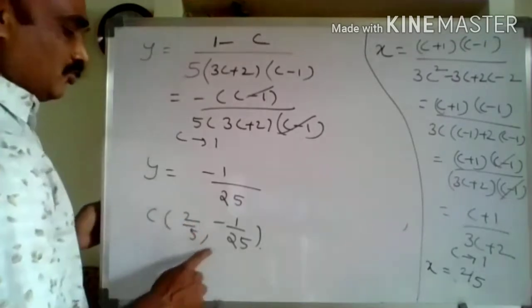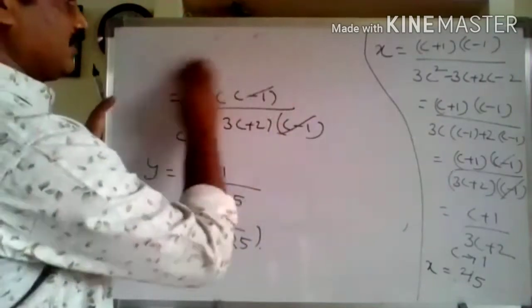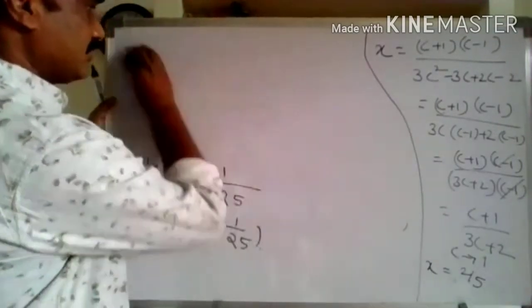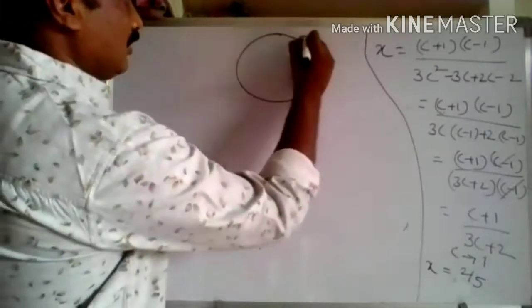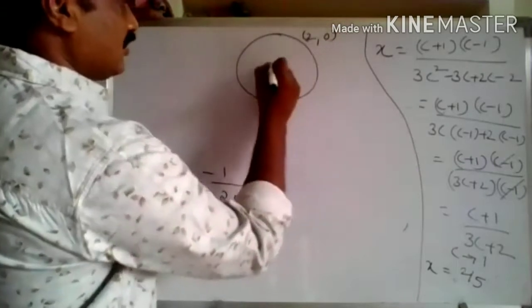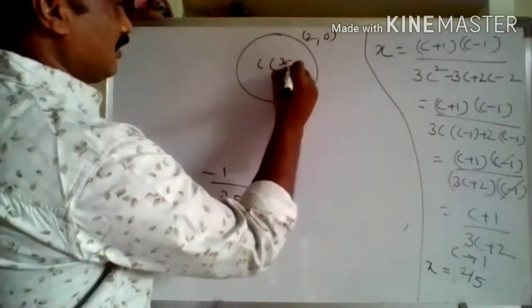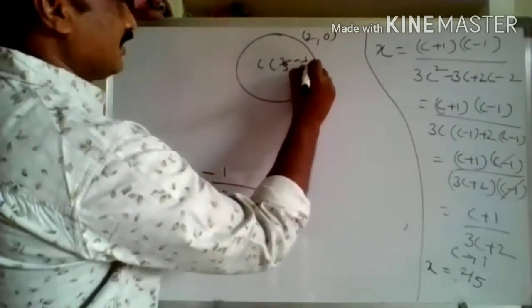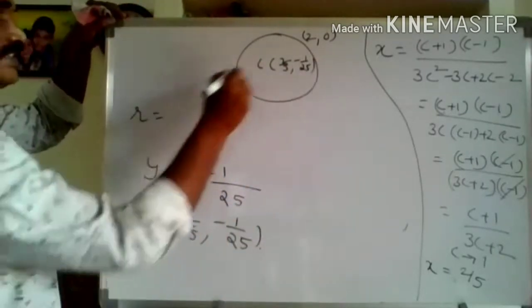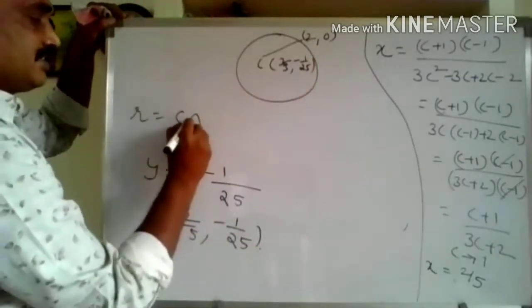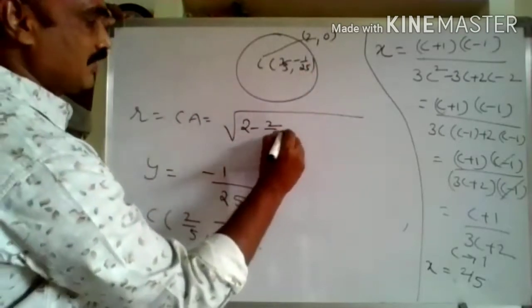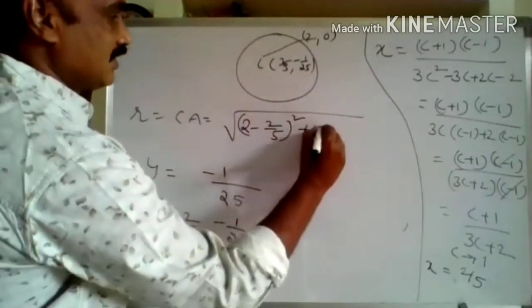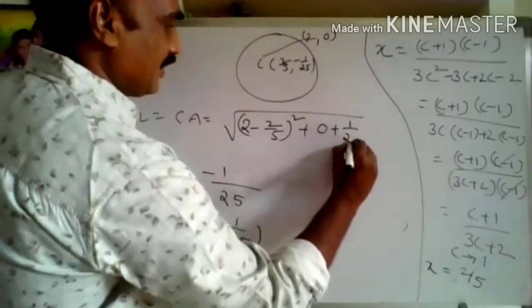So the center is (2/5, -1/25). The circle passes through (2, 0). Next, calculate the radius. The radius is equal to CA, the distance between the two points: the square root of (2 minus 2/5) whole square plus (0 plus 1/25) whole square.